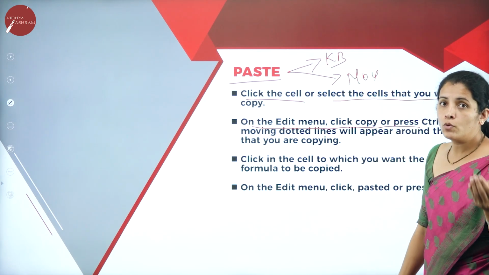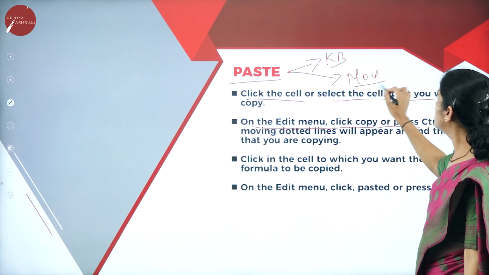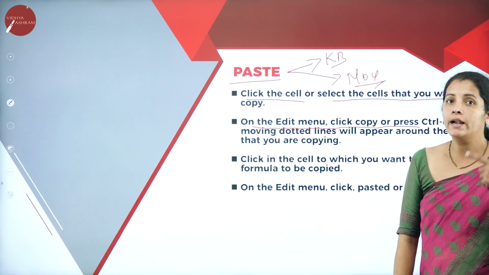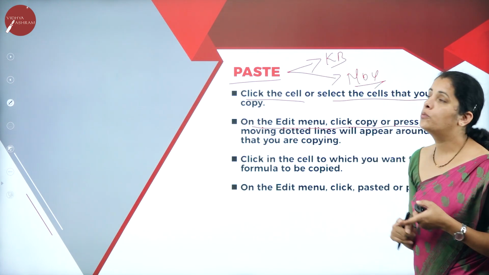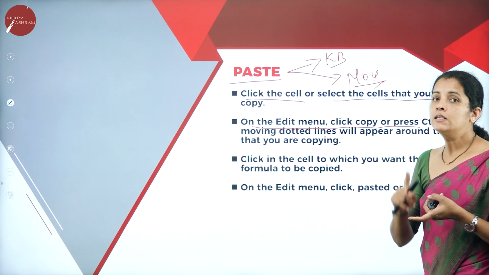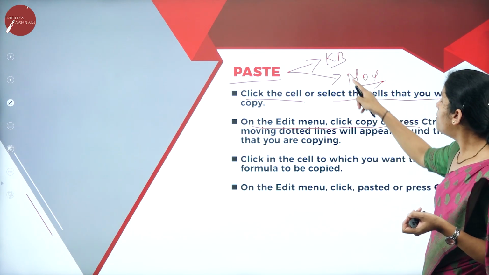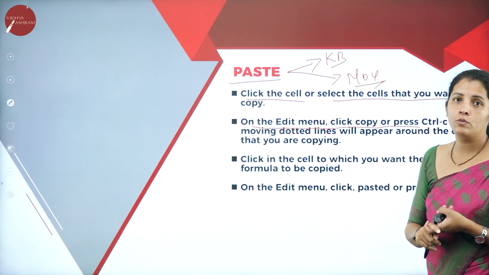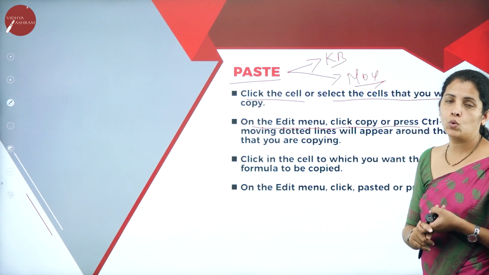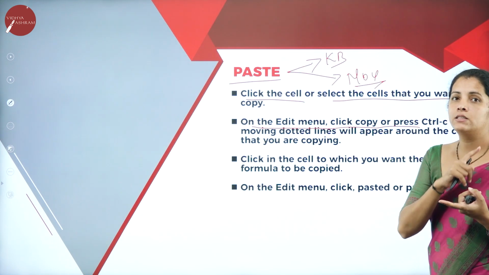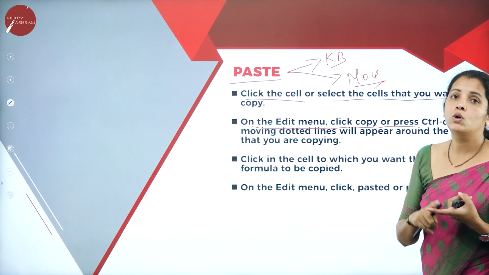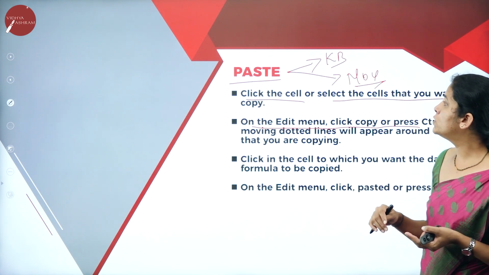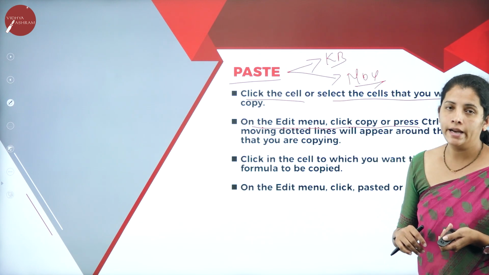Suppose I'm going to use the mouse, then I want to visit the edit menu. Under the edit menu, I'm going to get the option called paste. Suppose instead of the mouse, I'm using the keyboard, then the option I'm going to have is Ctrl V. That means I'm going to press the keys Ctrl V together. So this is the way you can paste your data.